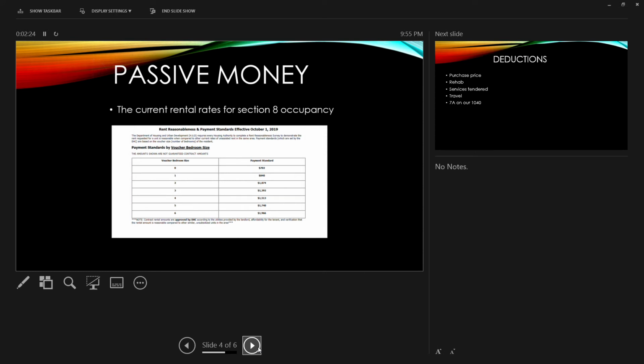Let's talk about the passive money. These are the current reasonable Section 8 rates for vouchers based on room size. Since we get our homes up to Section 8 code, we try to get Section 8 tenants into the location. Although there are times where we'll let regular non-Section 8 tenants move in if they're able to qualify for the amount. We don't try to hit them over the head, but as you can see, these are the prices based on bedroom that you can charge if you pay all utilities.